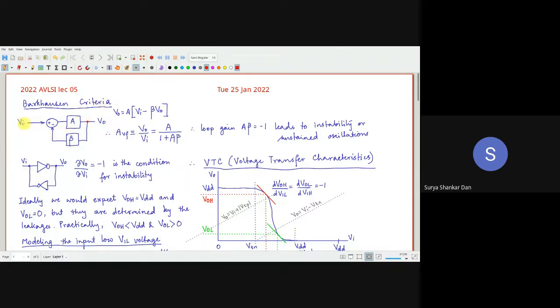This is a voltage amplifier. The output is voltage, the input is voltage. Then what kind of sampling? Sampling means basically the part of the output which you are taking in for the feedback. Mixing means the part of the feedback which you are adding to the input.